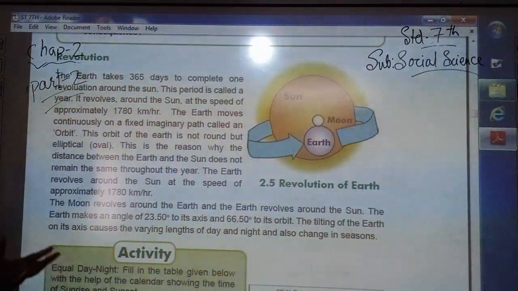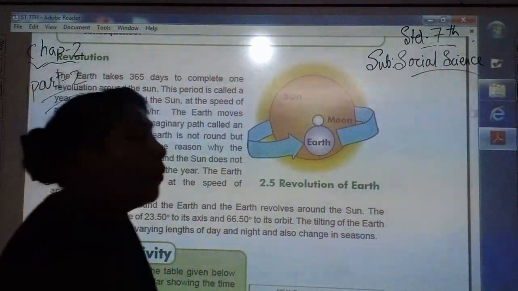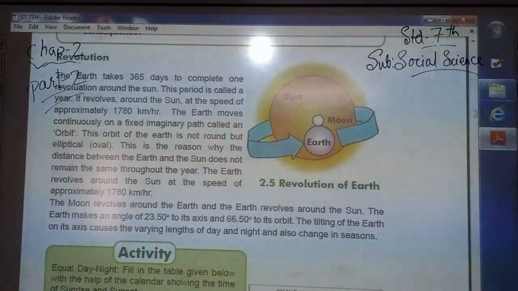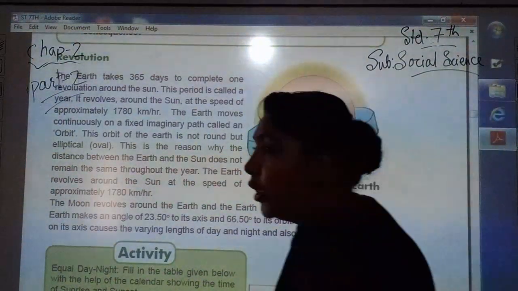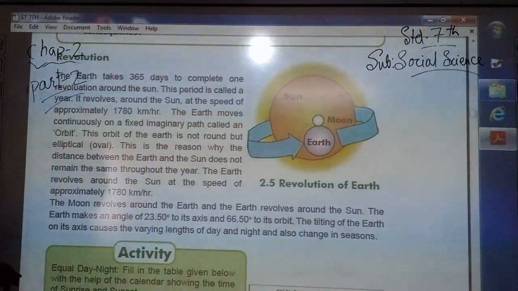The earth makes an angle of 23.5 degrees to its axis and 66.5 degrees to its orbit. It means when it's moving in rotation, its angle is 23.5 degrees on its axis and 66.5 degrees to its orbit. Understood this thing? क्या समझ में आया?